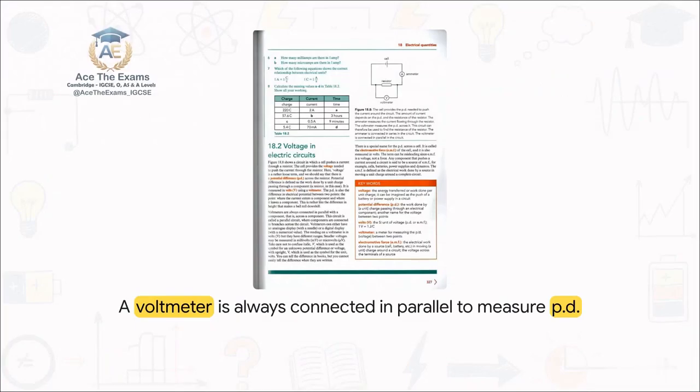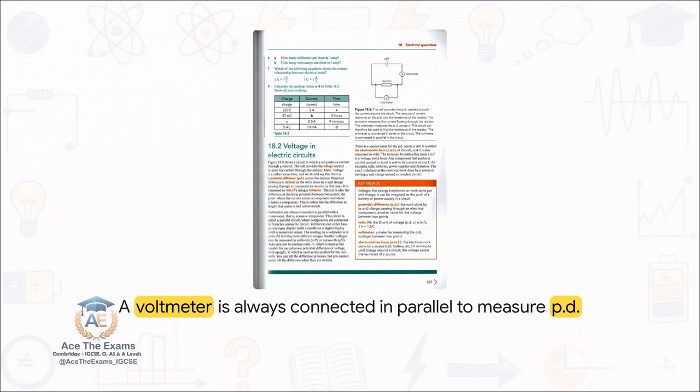Take a really close look at this circuit setup. We have a cell doing the work, pushing current through a resistor. But look specifically at how the voltmeter is connected. Unlike an ammeter, which sits in series right in the main path to count the flow of charge, a voltmeter must always be connected in parallel. It sits across the component in its own little separate branch.